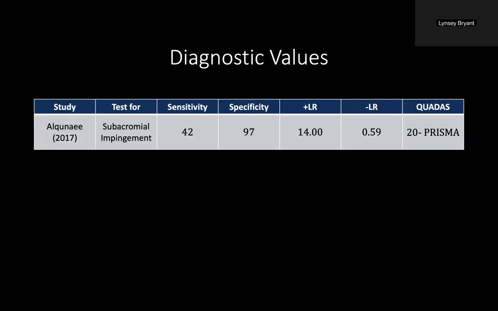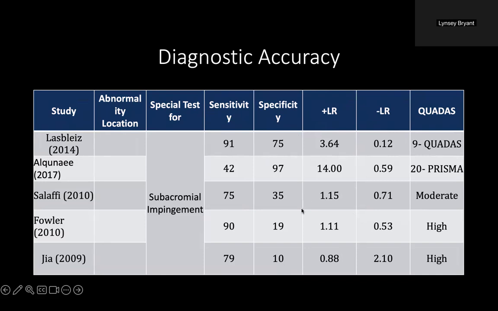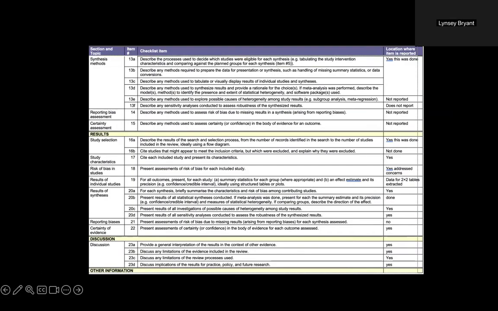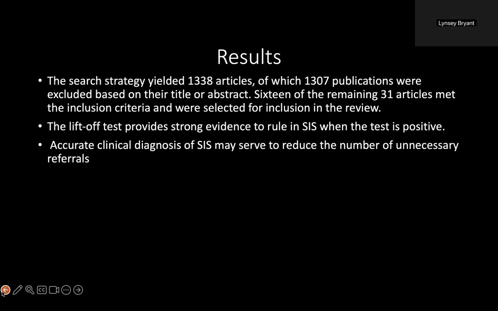Diagnostic values are below, so it has high specificity, which correlates to a good, high positive likelihood ratio, and then a not great sensitivity, which correlates to a bad negative likelihood ratio. The diagnostic accuracy is right here. It's just comparing other studies that looked at rotator cuff pathologies and rotator cuff tests, mainly looking at subacromial impingement. And then the results are here.